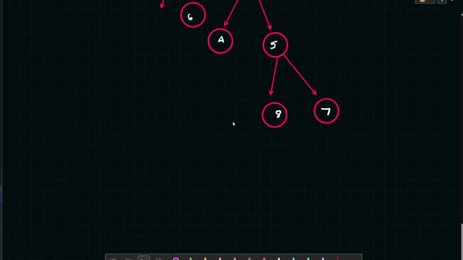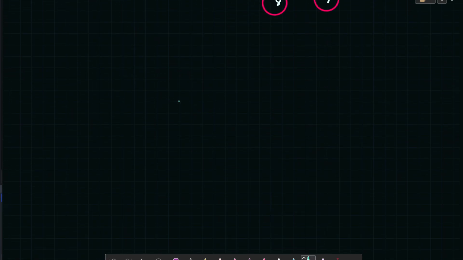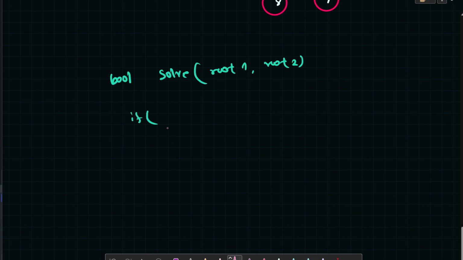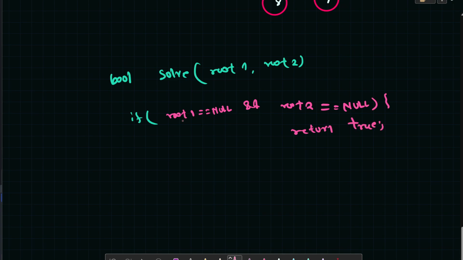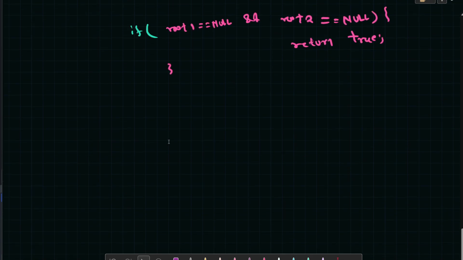First of all, let's write the pseudocode, then we can simply answer. Suppose there is a function, maybe solve, and here we pass two parameters, one is root 1 and one is root 2. The first case is the base case, and what will be the base case? If my root 1 is equal to null, and root 2 is equal to null also, then in that case we simply return true. Because if both trees are null, then definitely we can say that the current trees are perfectly equivalent.